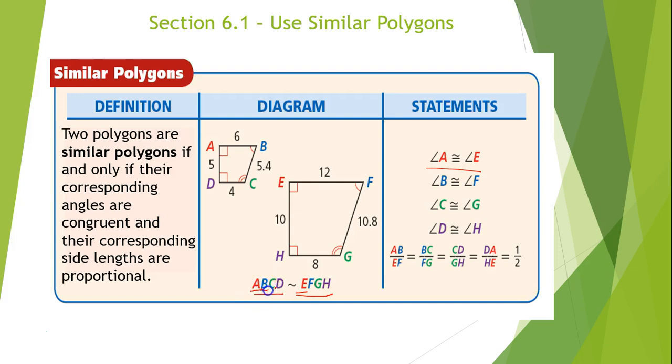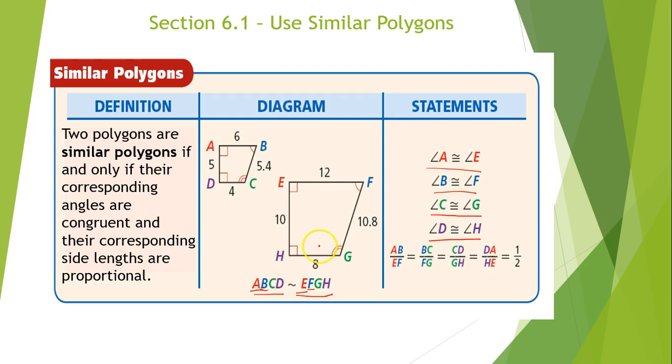And then let's look at B. B is congruent to F. You can see that they both have the same congruent marking symbol, one little arc right there. And then C and G are congruent, marked with the same congruent symbol. And then D is another right angle, and so is H, and those two are congruent. So all the corresponding angles are congruent in the figures.